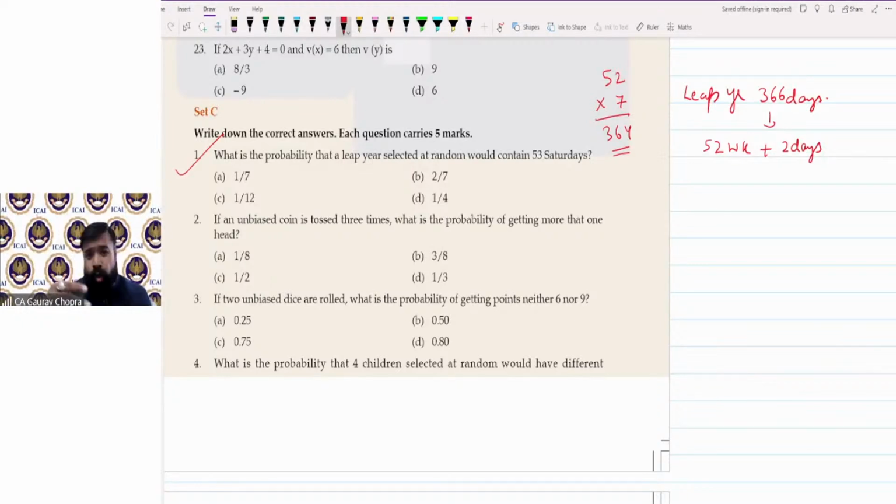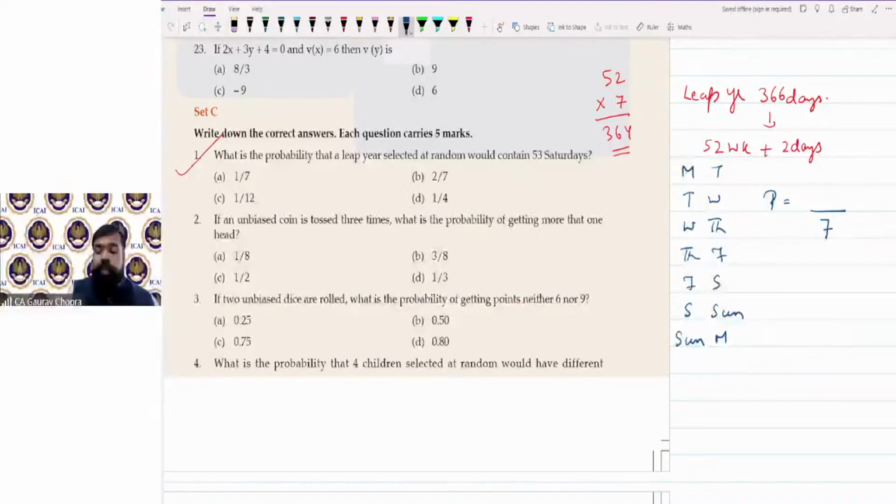Now, ये 2 दिन कौन से होंगे? ये 2 days कौन से होंगे? So we can say that they can be any 2 consecutive days, like Monday and Tuesday, Tuesday and Wednesday, Wednesday and Thursday, Thursday and Friday, Friday and Saturday, Saturday and Sunday, Sunday and Monday. So these can be the 7 possibilities. So for calculation of probability in denominator, we write total number of outcomes. They are 7.